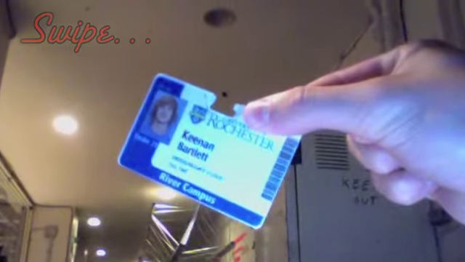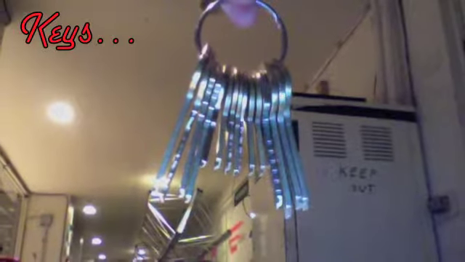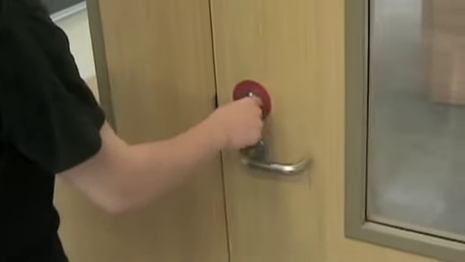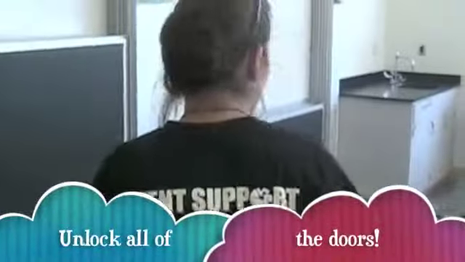Now that you've swiped in, grabbed your job sheet, and gotten your keys, you're ready to unlock some rooms. Many classrooms have multiple doors. Be sure that when you're unlocking the classroom, you unlock all of these doors. The other door! The other door!